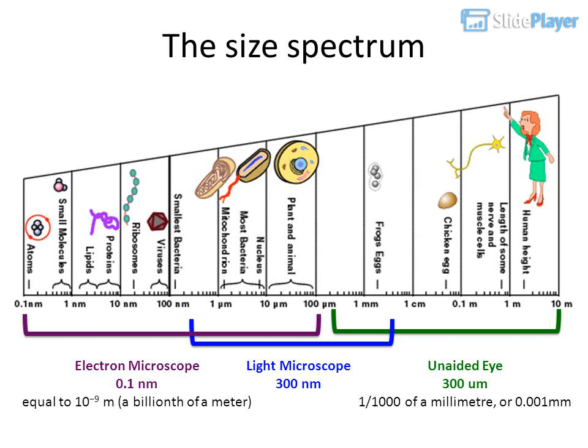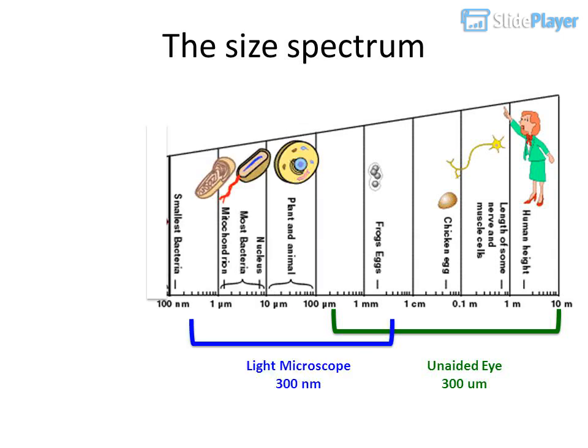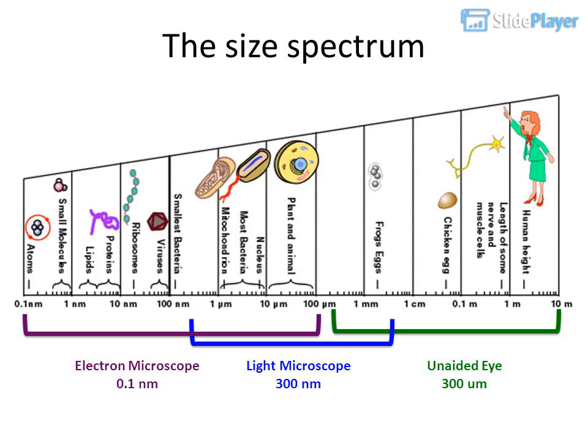A micrometer is 1/1000th of a millimeter, or 0.001 millimeters. The size spectrum: unaided eye, 300 micrometers; light microscope, 300 nanometers; electron microscope, 0.1 nanometers.